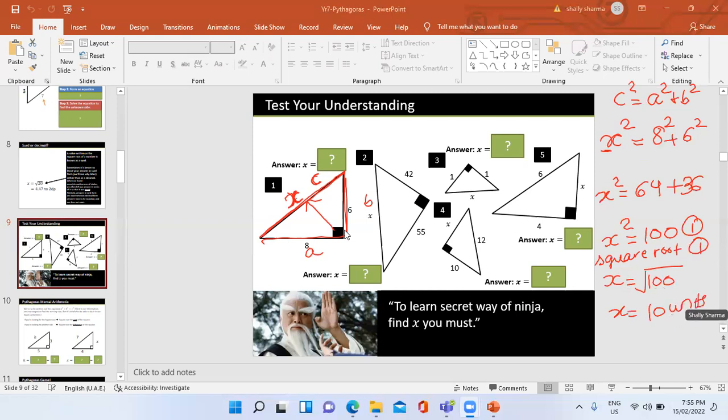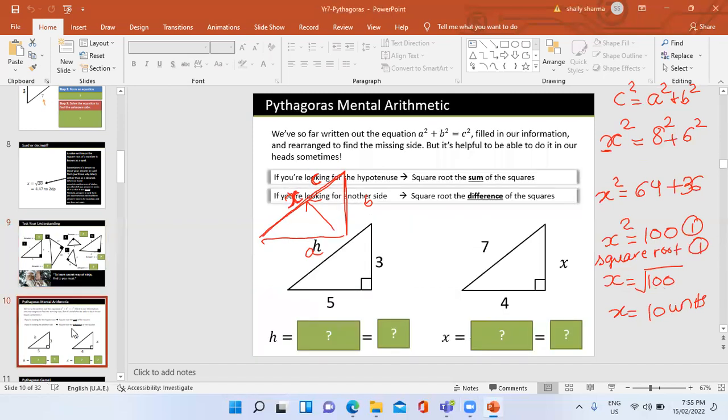Remember, we have to mention the unit. It is very, very important. Okay. Now the similar questions, this one you can do as an exercise, the practice questions. Now let's go to the next one.